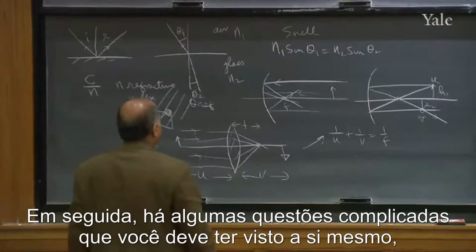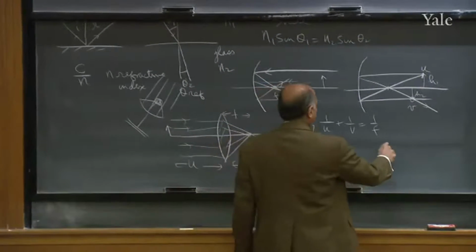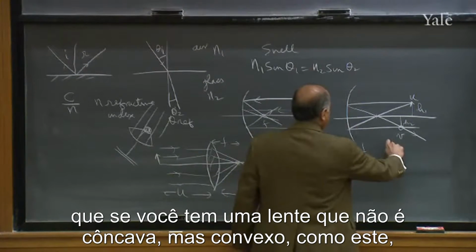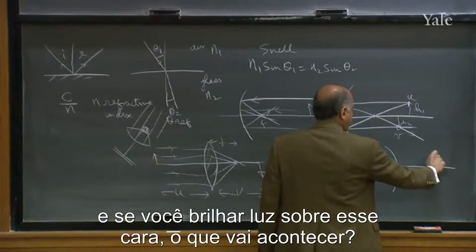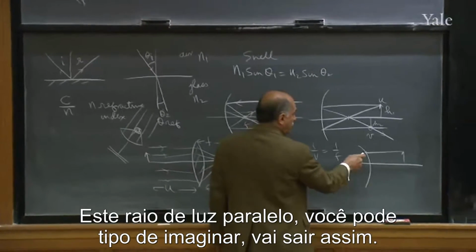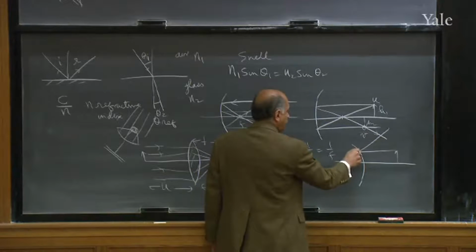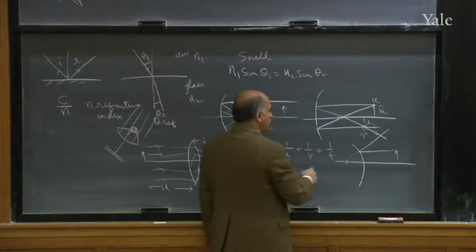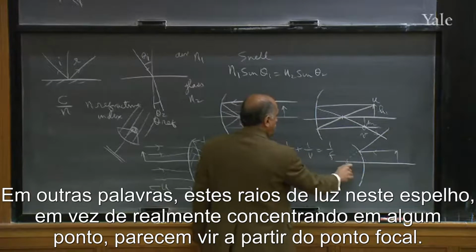Then there are some tricky issues you must have seen yourself, that if you've got a lens that's not concave but convex, like this, and if you shine light on that, what will happen? This parallel ray of light, you can imagine, will go off like that. In fact, the way it will go off is as if it came from some point called the focal point. In other words, these rays of light, instead of really focusing at some point, seem to come from the focal point.